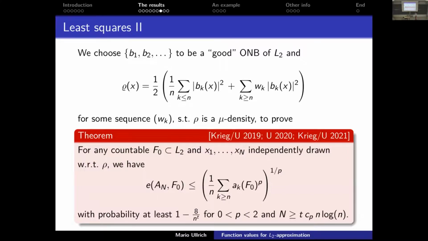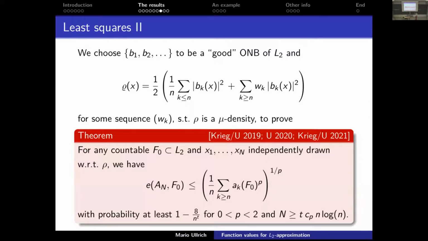And that's what we basically have done. So assume that B1, B2, and so on is a good orthonormal basis. I have the time to say that these are basically the eigenfunctions of the identity, right? So they come from the singular value decomposition. If you know them, then you know them. For example, for Sobolev spaces on the periodic domain, it's just the trigonometric system. That's the good orthonormal basis here. And the density is given like that.